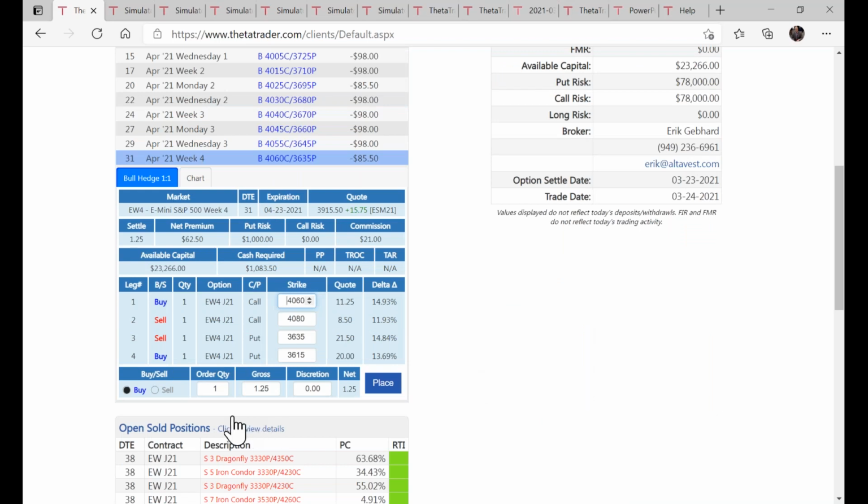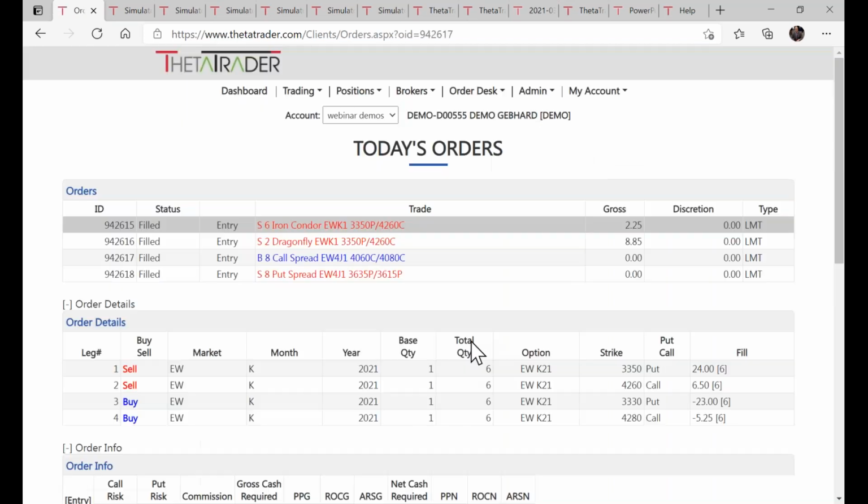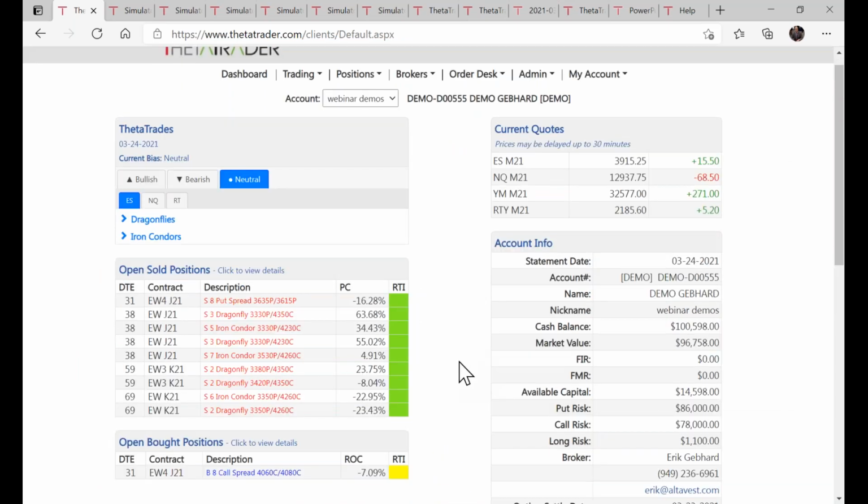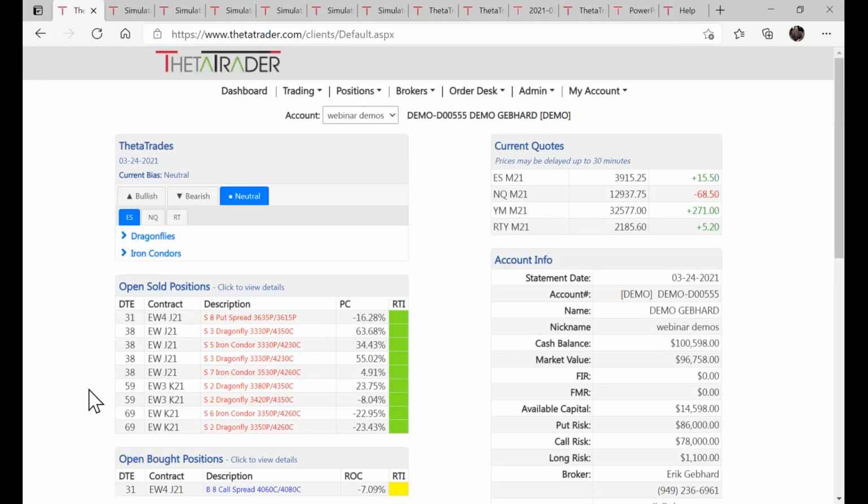Once again, all this is pre-structured. Perhaps we'll do 8 of them. And we'll put that bull hedge in place. You can see it, and we'll go back to the dashboard. And there it is. You see the long call spreads that are part of that bull hedge. So just want to point out that we can do short option spreads, but also long option spreads.